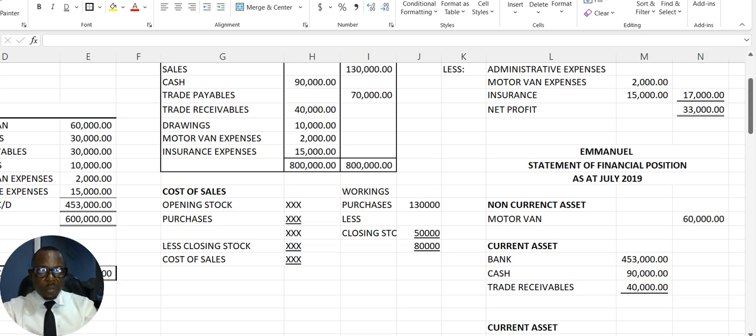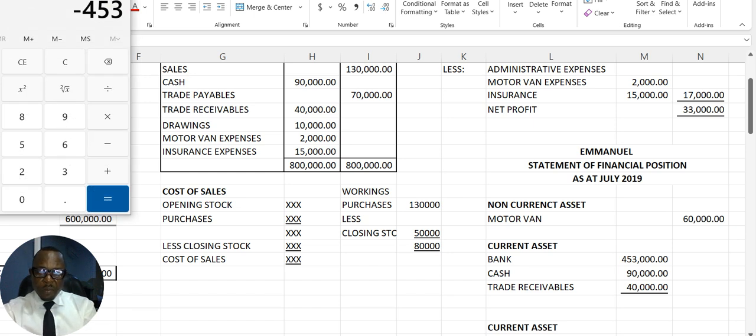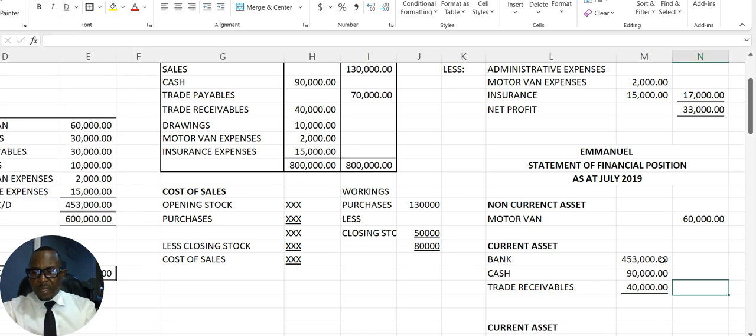453 plus 90 minus 40. Where is my calculator? 583. So it's giving me 583. Please confirm it through your calculator. 583. Okay. So you underline this.